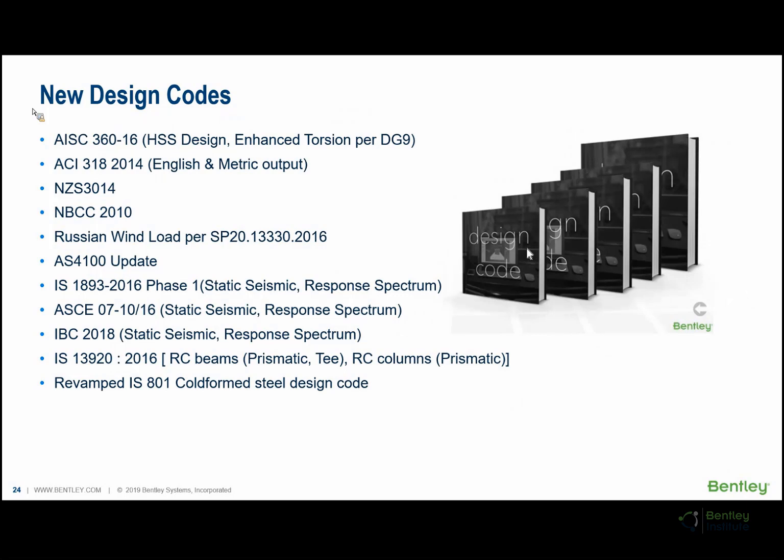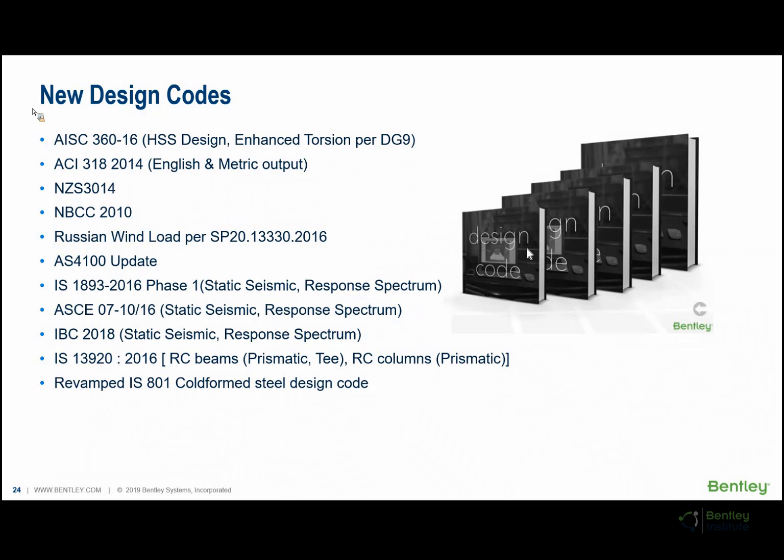The major update for the Indian users is the IS 1893 2016, that is the latest seismic code, static seismic and response spectrum. Also, the irregularity check has been included. Similarly, for the ASCE 7, that is for the American code, static seismic and response spectrum, IBC 2018 static seismic and response spectrum. Then comes the IS 13920 2016, that is for the ductile design, and it also does the design for you for the beams.